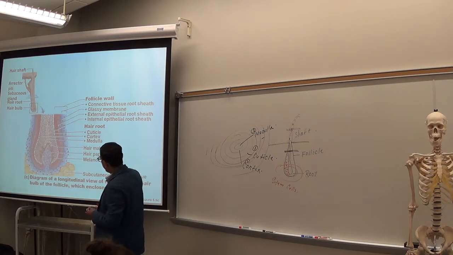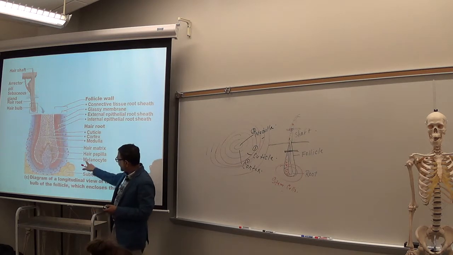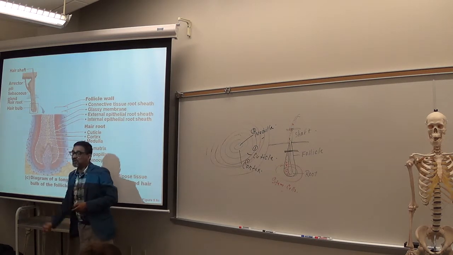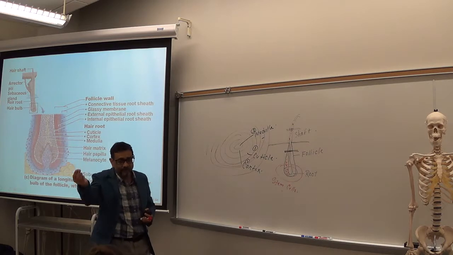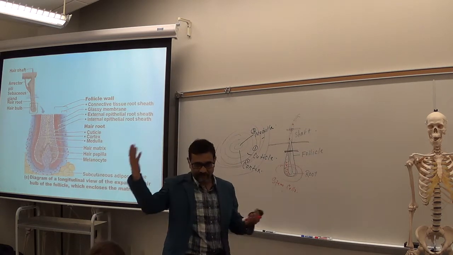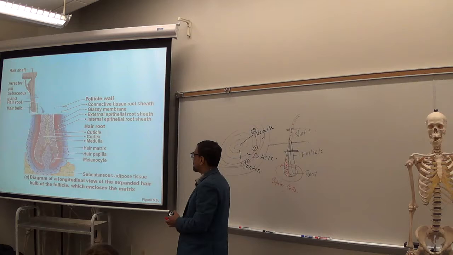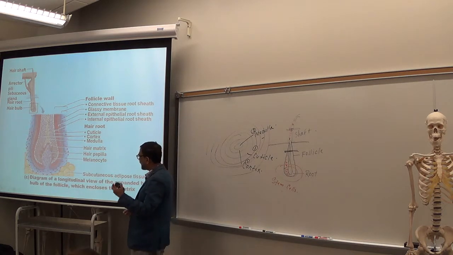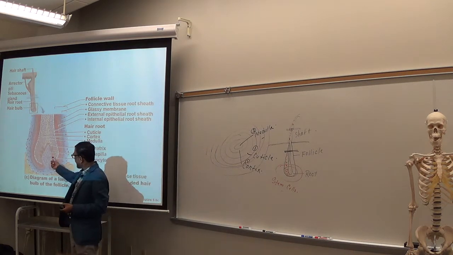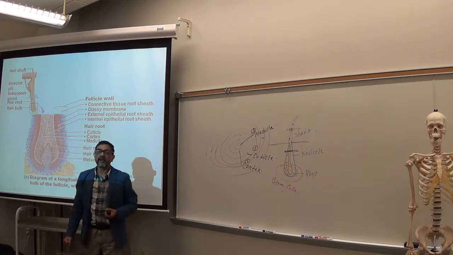Okay, and around the papilla you have some melanocytes. You know that melanin, that pigment, is present in the hair. That gives the color of the hair, right? So melanocytes must be there. That makes sense. And these melanocytes produce melanin.